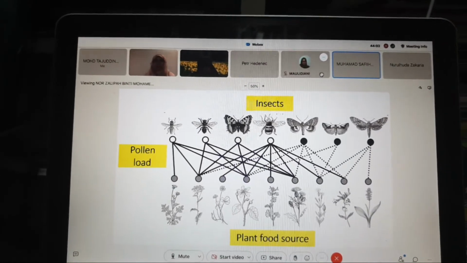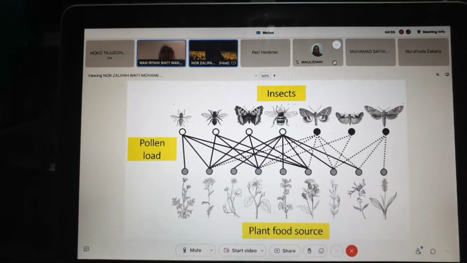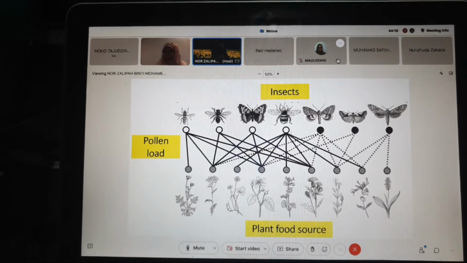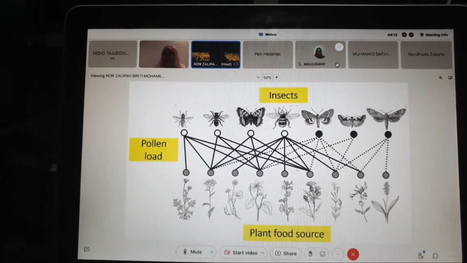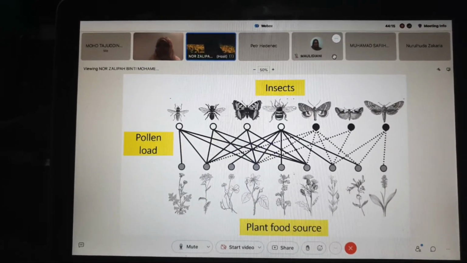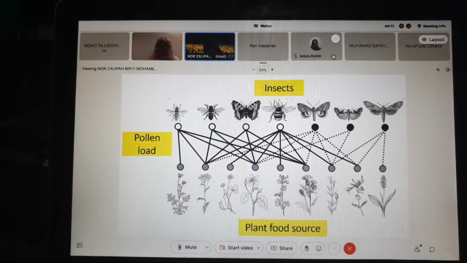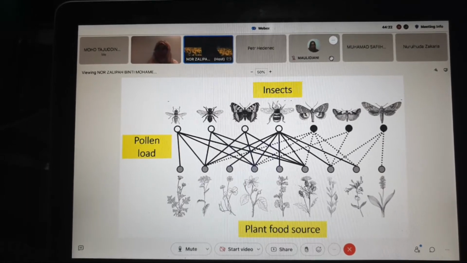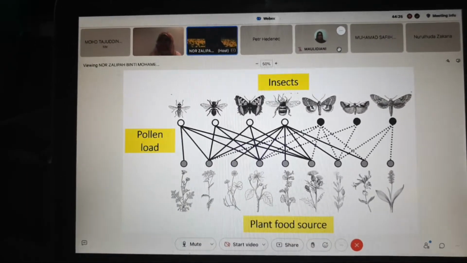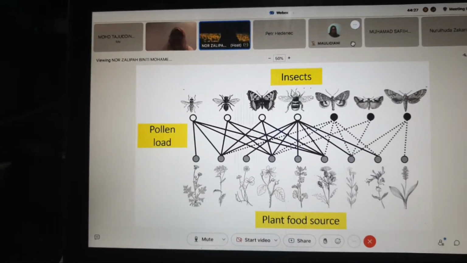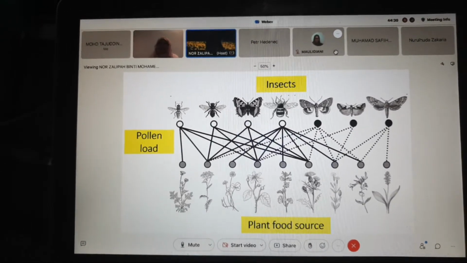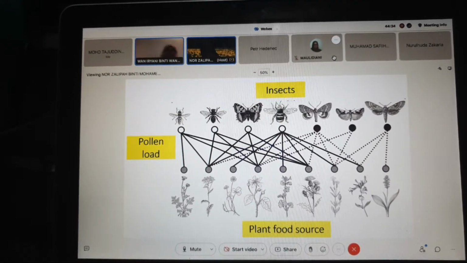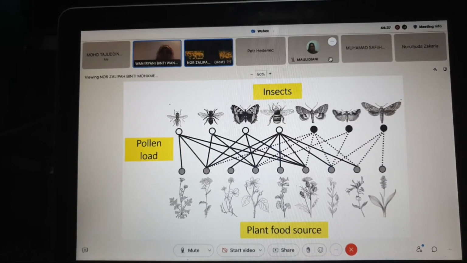I don't know about the modeling, but this we do use: we measure the strength in relationship between the insect and a particular plant from the pollen load. So if the bar is larger, the strength is stronger compared to the smaller bar. The tendency to go to that plant is high, right? The interaction, the dependency to that particular plant.